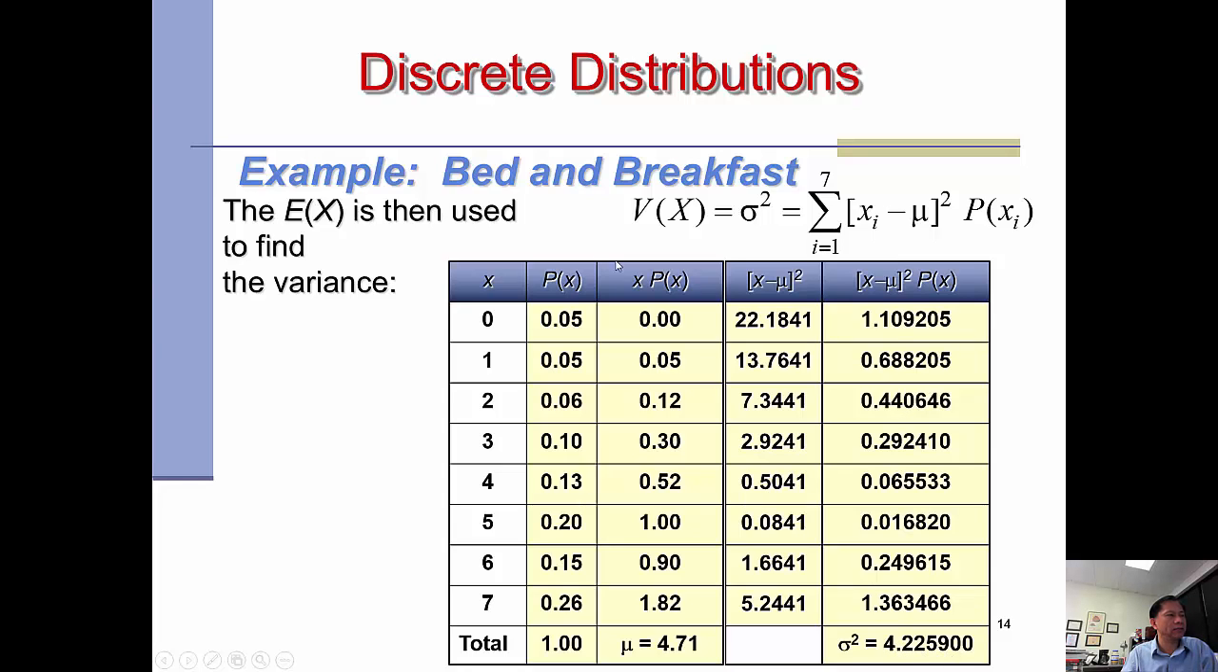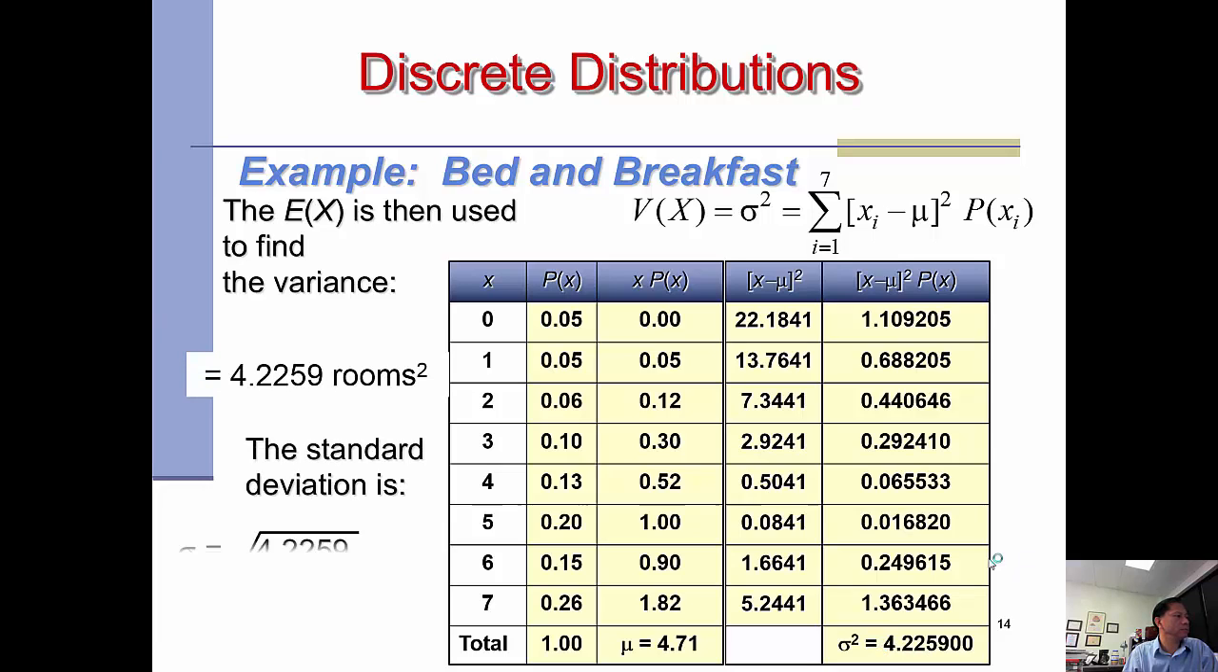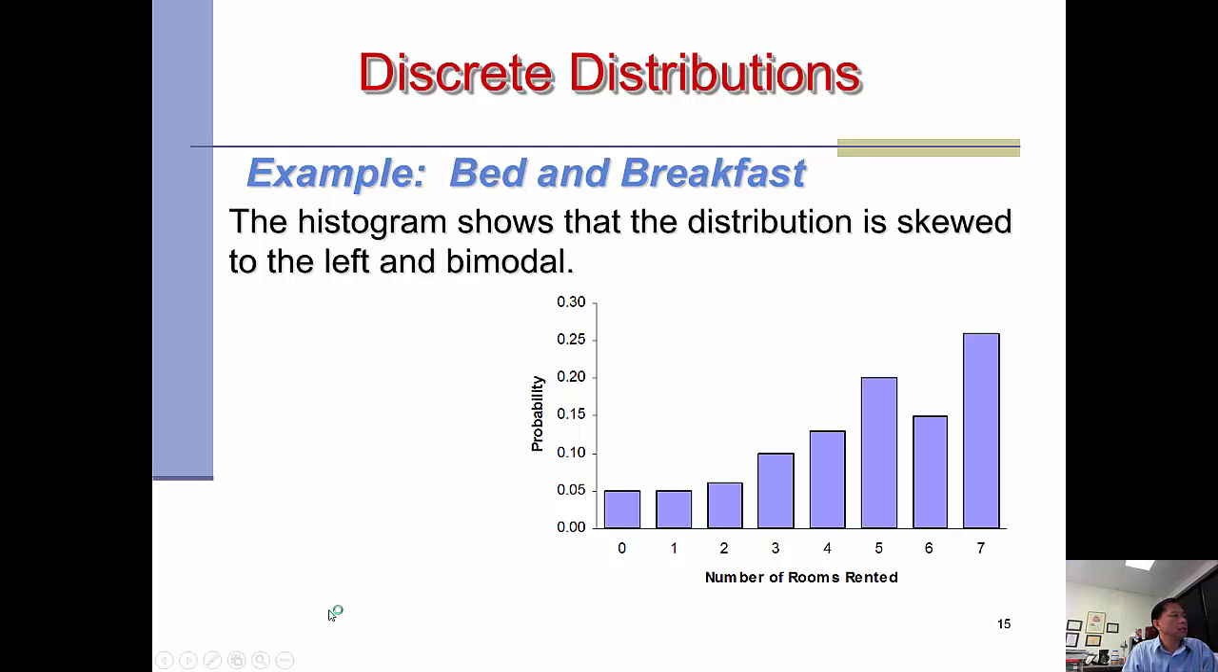That is the variance. And what is the standard deviation then? You take the square root of 4.225, and you get the standard deviation. Okay, very simple. 2.0577 rooms. Okay? That's the bed and breakfast.